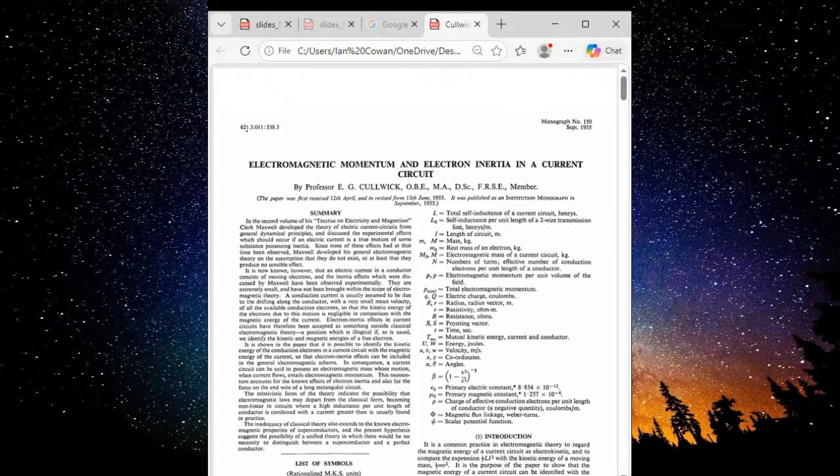So I want to read the summary and the introduction of this paper very slowly so that you get the gist of what's going on here. Summary. In the second volume of his Treatise on Electricity and Magnetism, Clerk Maxwell developed the theory of electric current circuits from general dynamical principles and discussed the experimental effects which should occur if an electric current is a true motion of some substance possessing inertia.